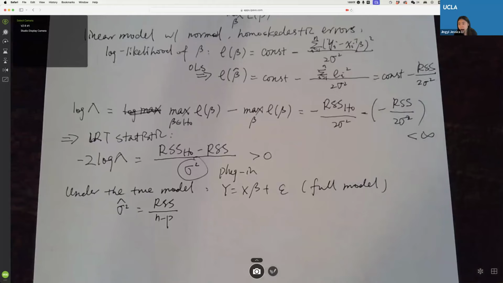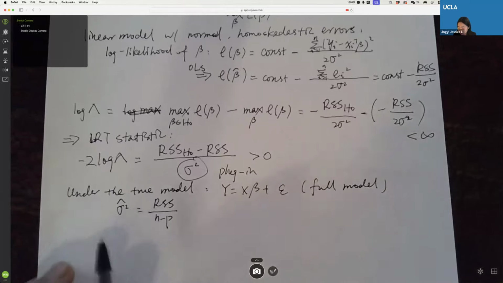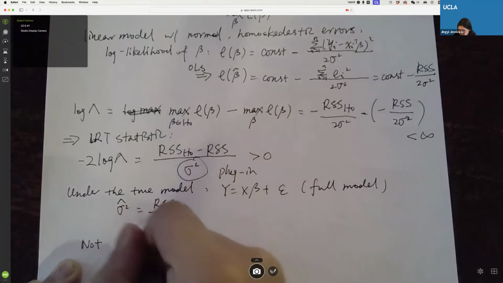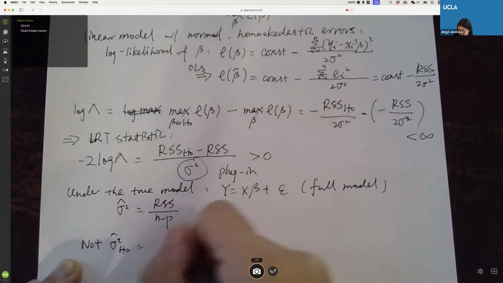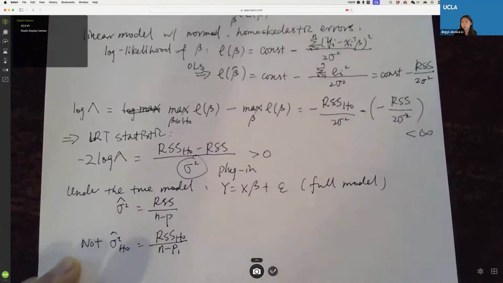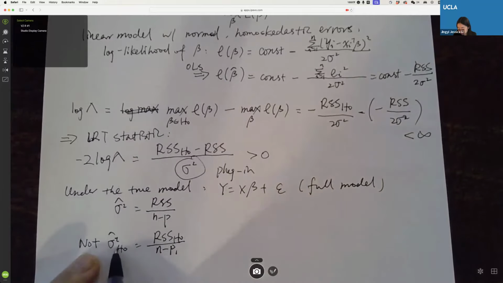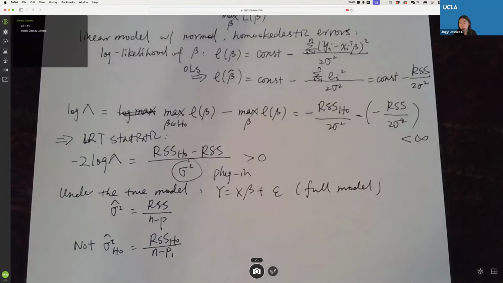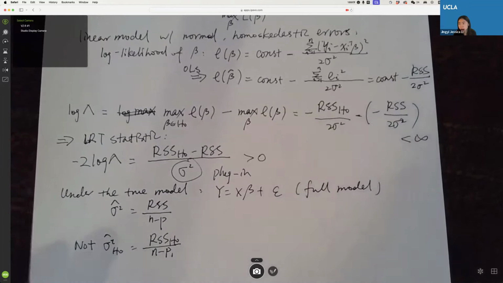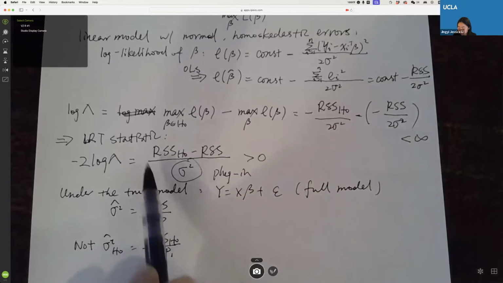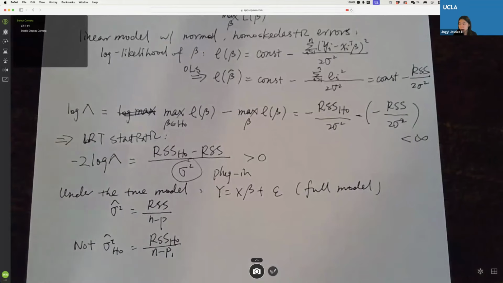But besides that, in the practical way of thinking, using this sigma square, not this sigma square hat under the null, if I write it as RSS H0 over n minus P1. If we're not using this, it's because if the null model fits the data less well than the full model, then this sigma square hat is likely bigger, right? You have a larger sigma square hat, and having a larger sigma square hat will make the likelihood statistic smaller. Being smaller means that you're being more conservative. You're being more conservative because you want to reject the null with a large statistic value, right?